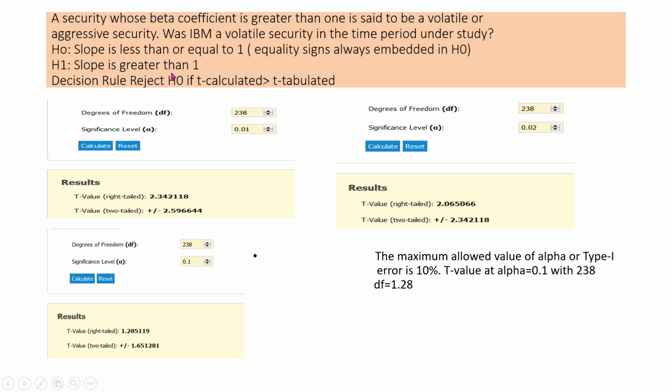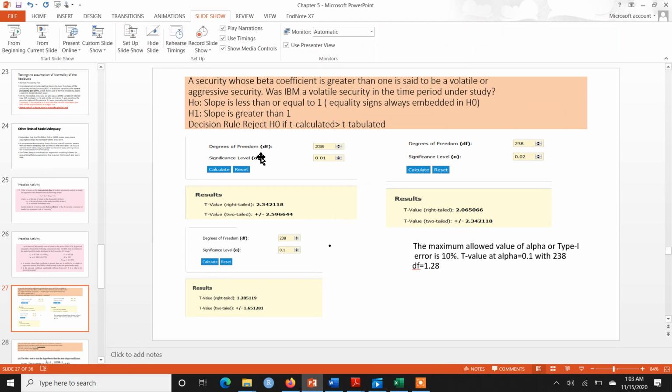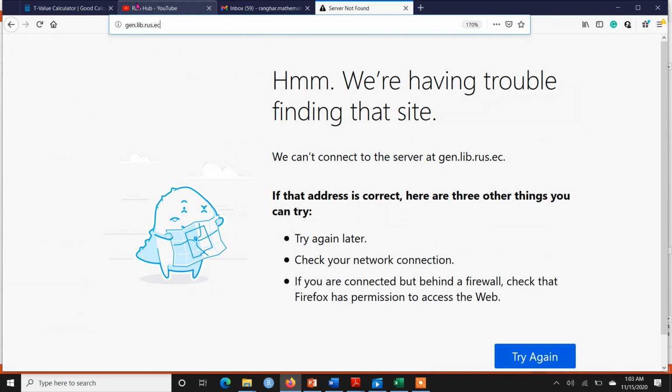I told you that whenever the alternate hypothesis has a greater than sign, the decision rule will be to reject H naught if t calculated is greater than t tabulated, right? How to calculate t calculated and t tabulated, I'll tell you shortly. The three images you are seeing here are actually screenshots of an online calculator where you can calculate the value of t tabulated. I will share the URL in the comment section. For now, let me show you.